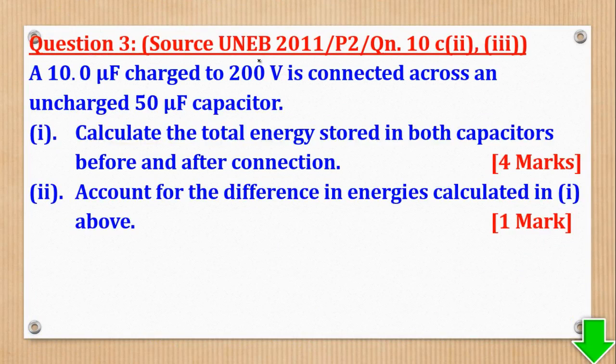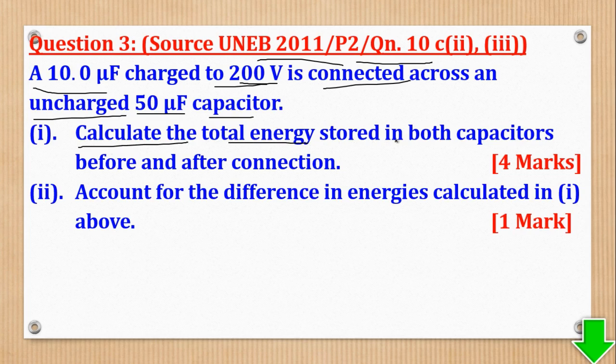Then question 3 came from UNEB 2011 paper 2, question 10C, Roman 2 and Roman 3. It says a 10 microfarad capacitor charged to 200 volt is connected across an uncharged 50 microfarad capacitor. Calculate the total energy stored in both capacitors before and after connection. Then account for the difference in the energies calculated in Roman 1.